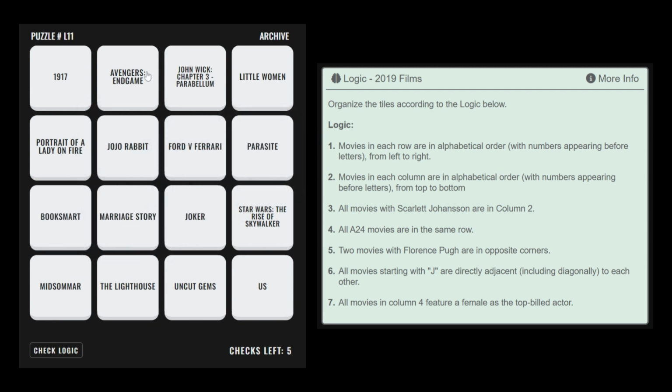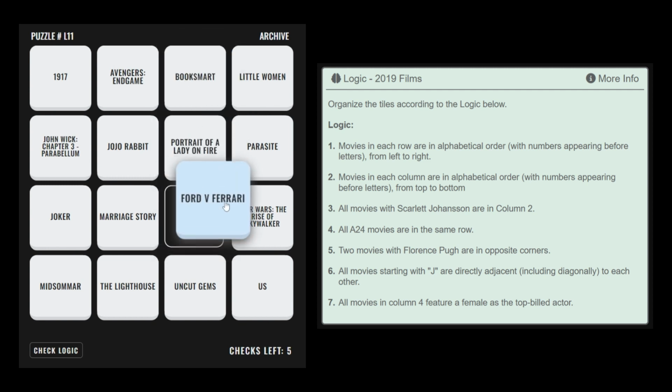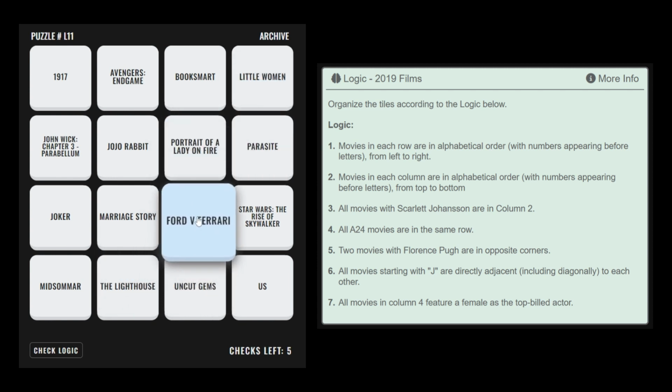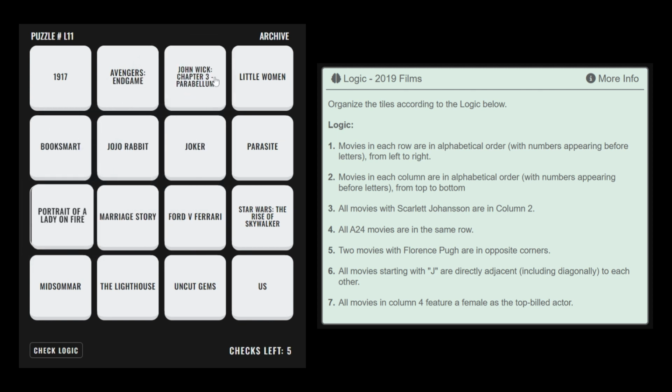Rule number 6 states that all movies starting with the letter J are directly adjacent to each other. To follow alphabetical order, John Wick and Joker can be in these two positions, or in these two positions. However, in this position, if we place Booksmart in the only appropriate space in row 1, there is no longer space for Ford v Ferrari to be placed in any row while still obeying alphabetical order. Therefore, John Wick and Joker must both belong in column 3.